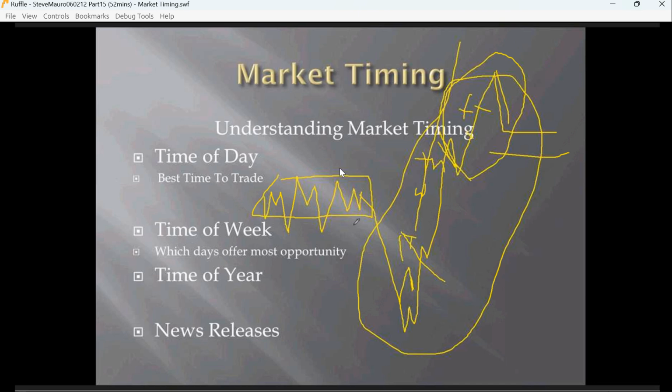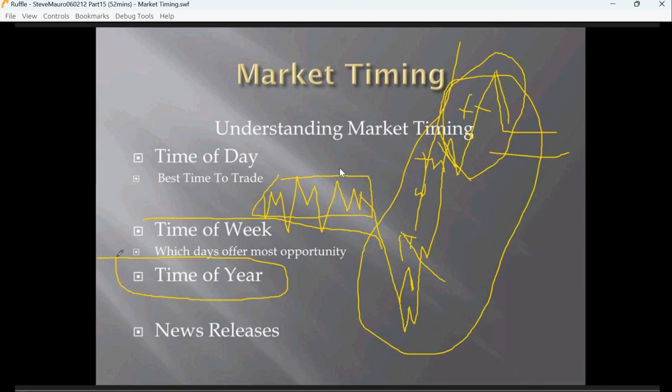So when's the best day to trade? Wednesday, Thursday, Friday. Those are the best days to trade. You get nice runs most of the time during those days. So if you want to know, just work it backwards.